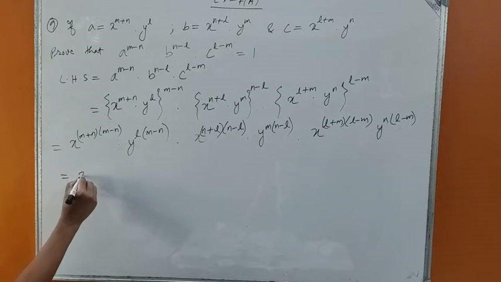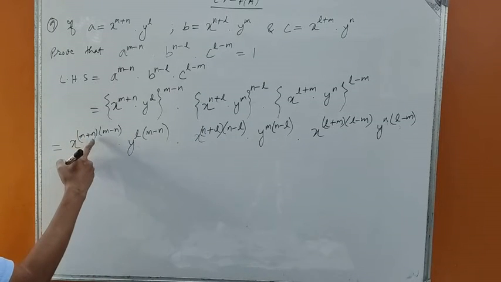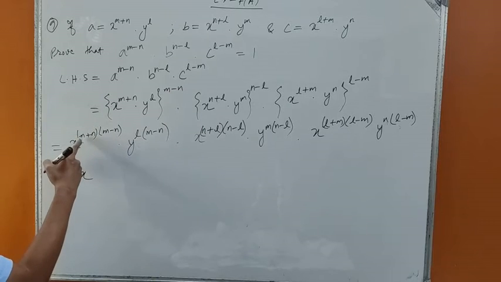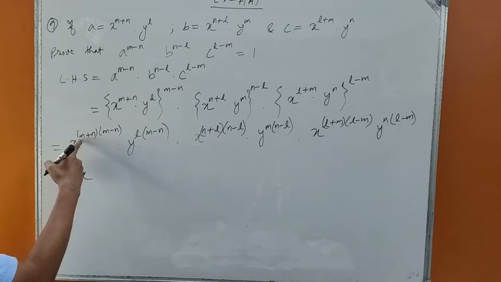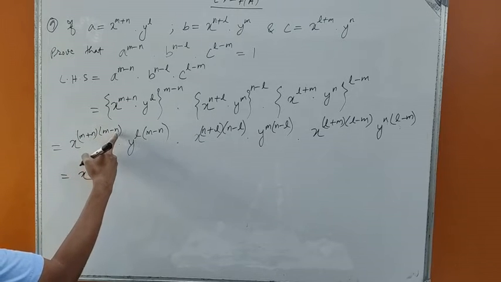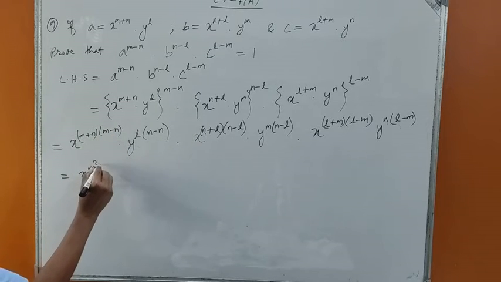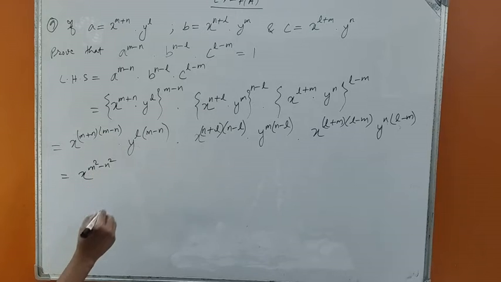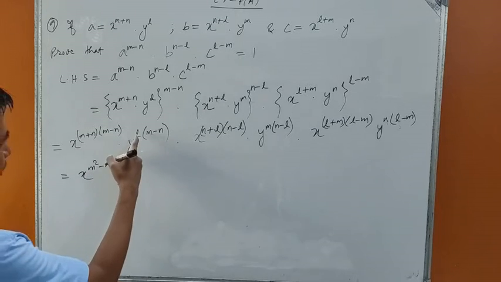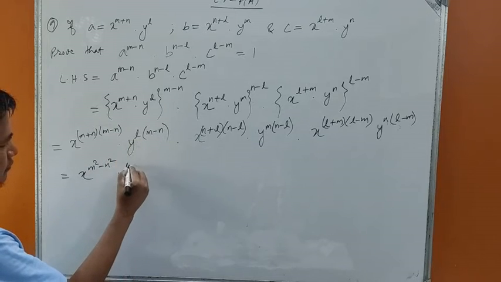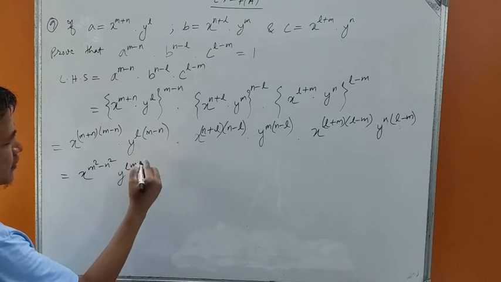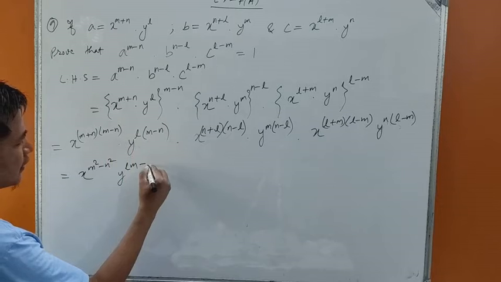Now x to the power a plus b into a minus b, isn't it? m is considered as a and n is considered as b, okay. So a plus b into a minus b gives us a square minus b square. We know the formula, isn't it? So y to the power, let's multiply this l with m and n. l into m is lm, plus into minus is minus, l into n is ln.